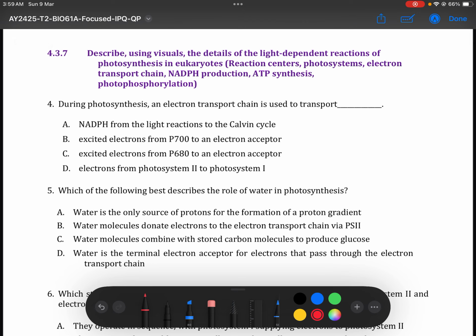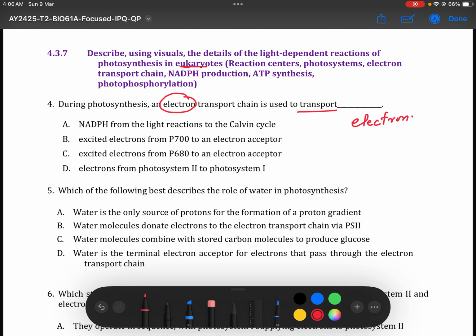Describe, using a visual, the details of the light dependent reaction of photosynthesis in eukaryotes, which results in the production of ATP and NADPH. These are the final products. During photosynthesis, an electron transport chain is used to transport what? Of course, if it is an electron transport chain, it is transporting electrons. This is one concept that we have to see.